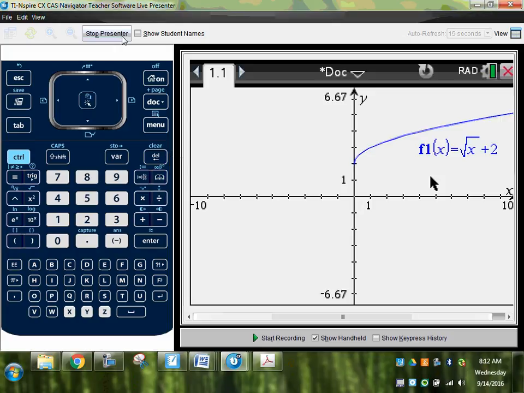Looking at what's there, this is the square root of x plus 2. Notice the radicand is only an x. So if it doesn't look like that, we're hoping that you can go through and that you input it correctly.